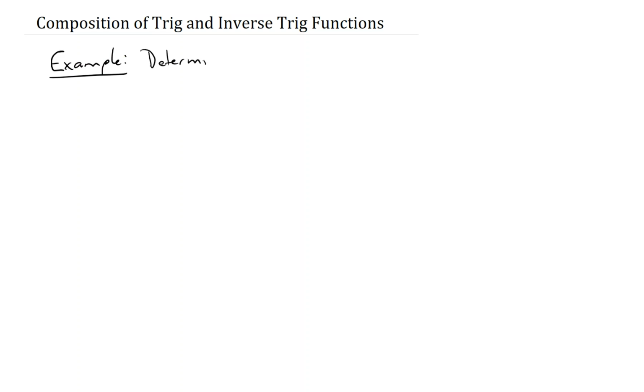Determine the cosine inverse of sine of 5 pi over 3. So composition is where you have one function input to another function. So here we have a sine function as the input to a cosine inverse function. And the way you work composition functions is you work on the input first. So you start on the inside.